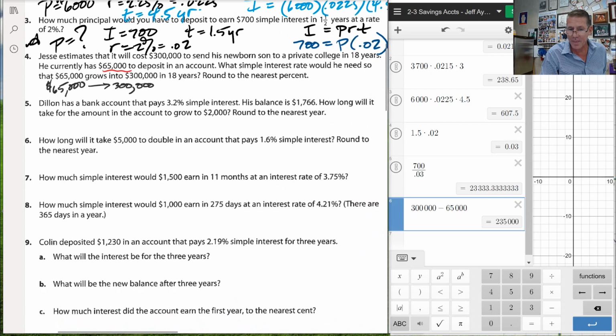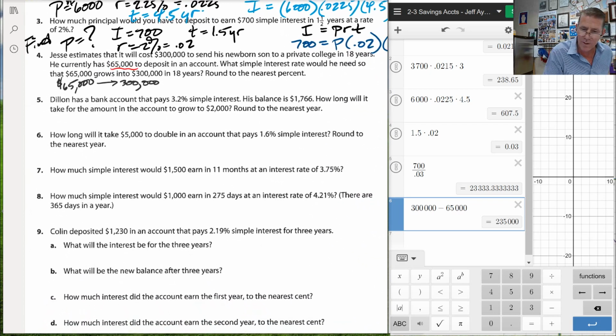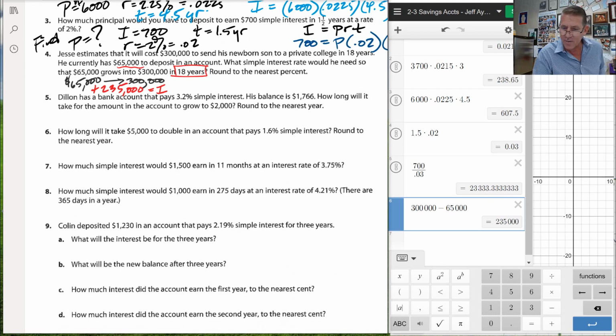So let me just keep my work over here. We need an additional $235,000 to make that happen in 18 years. And that's the interest, okay? That's the interest that we would have to make. So this actually is the interest. Now the time is 18 years. We know that's T. We don't know R. We got to find the interest rate. It says right here, what simple interest rate would he need?